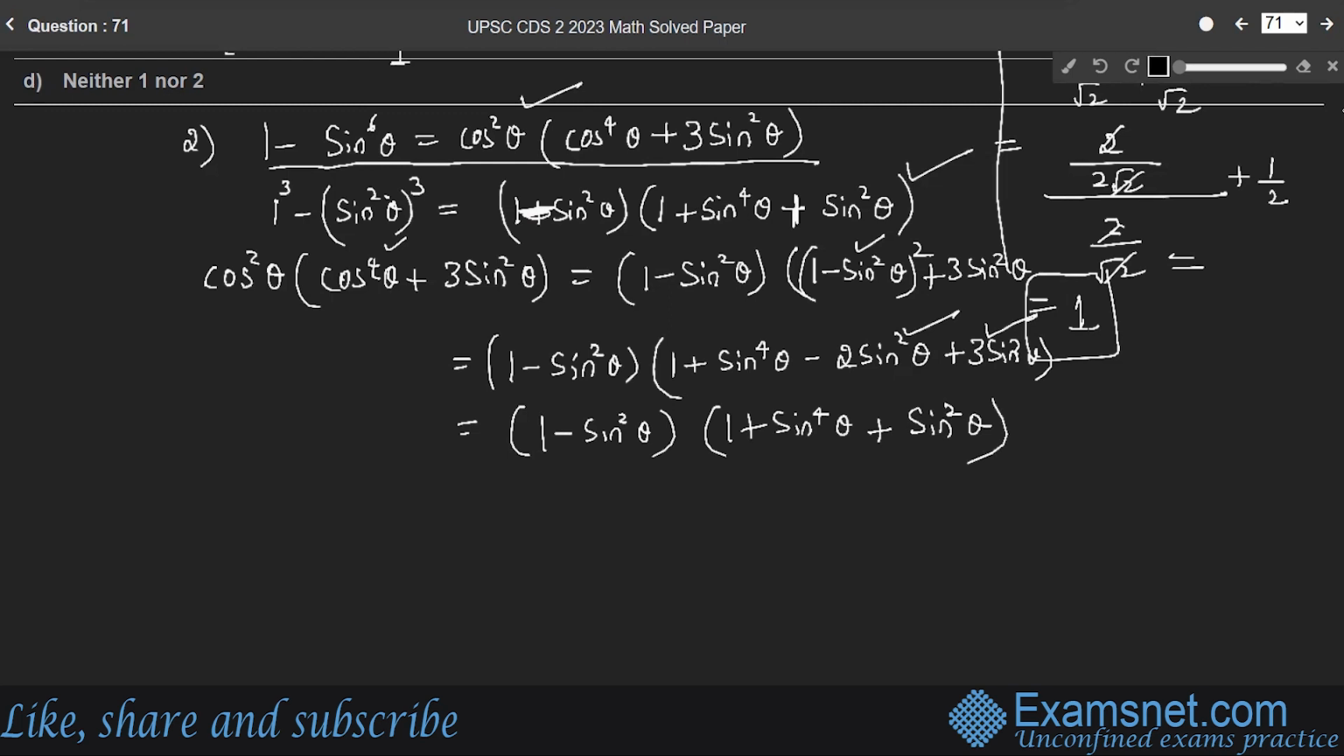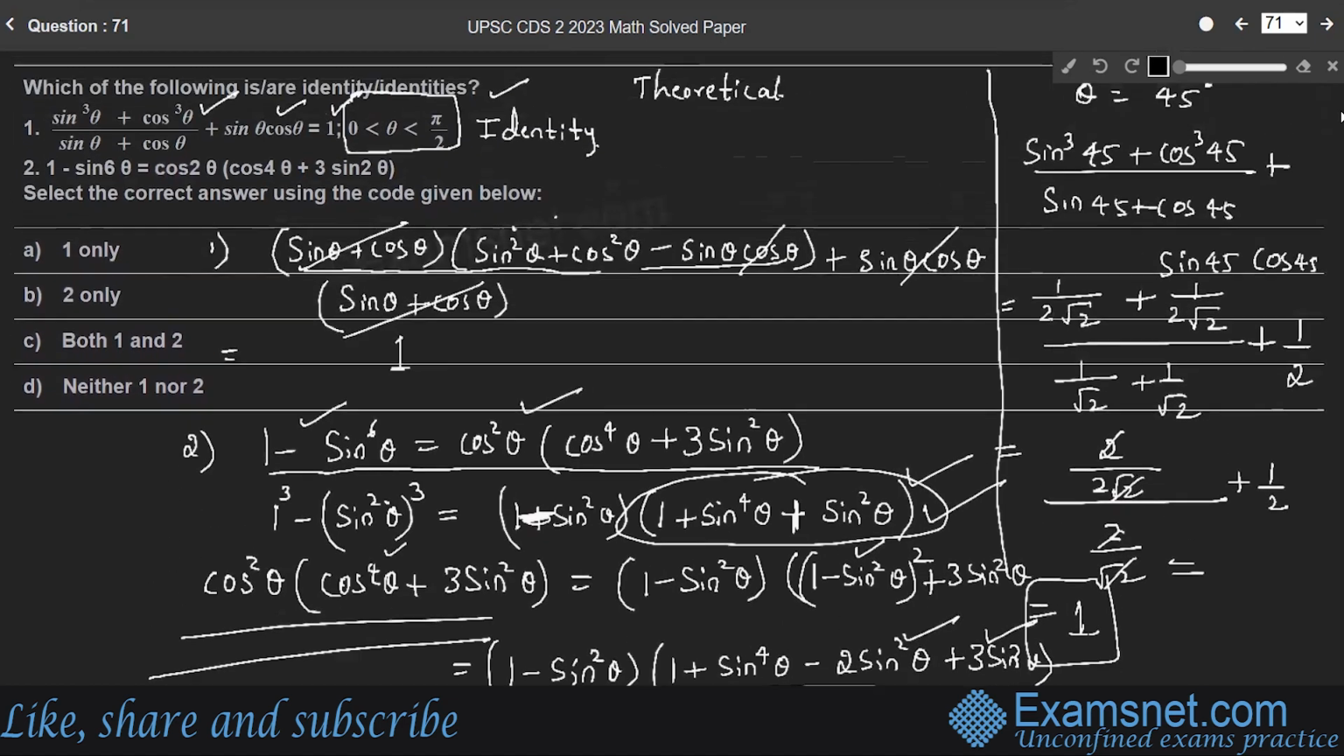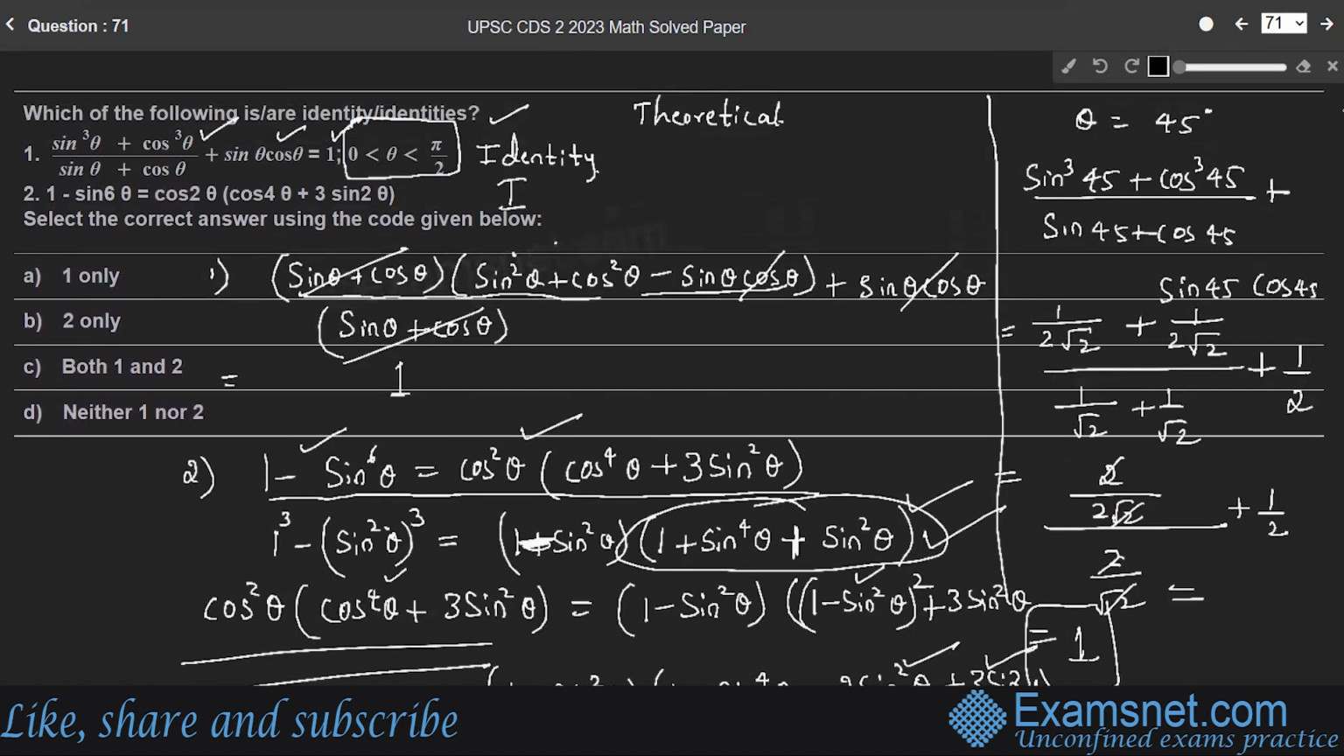Therefore, compare the left hand side and right hand side. So 1 minus sine raised to 6 theta is equal to this part, 1 minus sine square theta into 1 plus sine raised to 4 theta plus sine square theta, which is the same as the RHS value, right? Which is cos square theta into cos raised to 4 theta plus 3 sine square theta. Therefore, both the equations are identities. Right? Select the correct answer using the code given below. Both 1 and 2 are identities. Option C is the right answer.